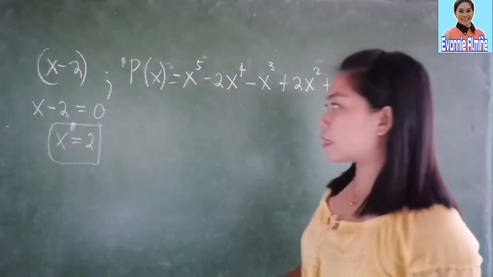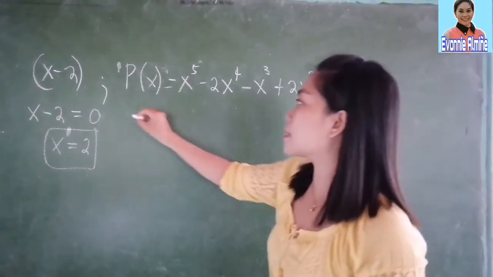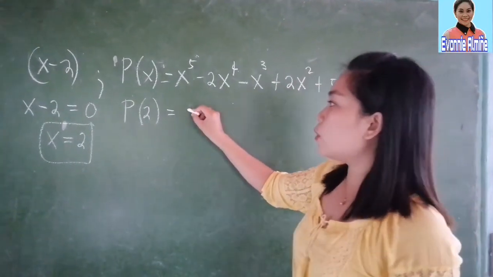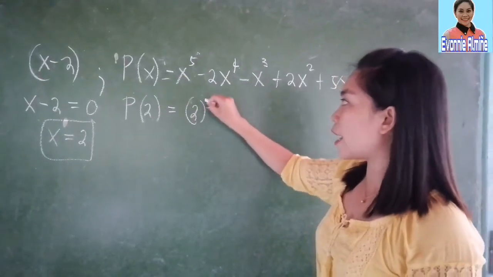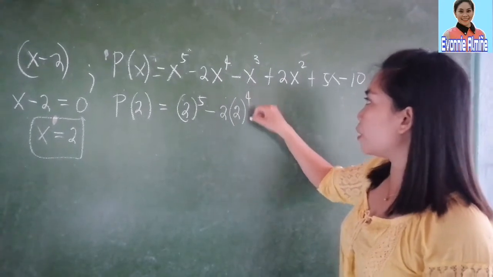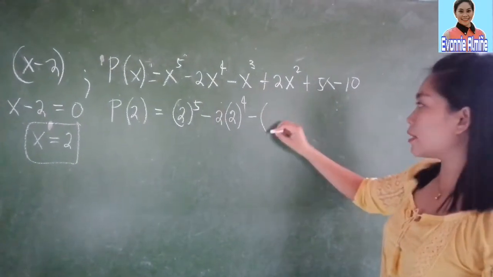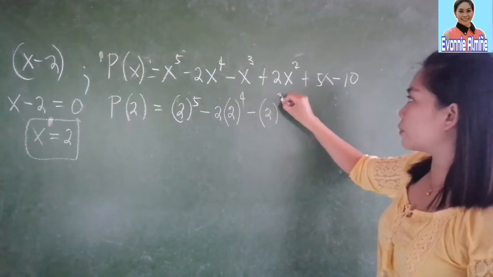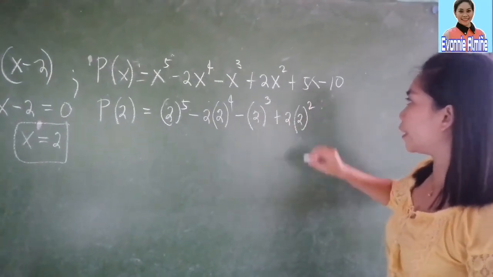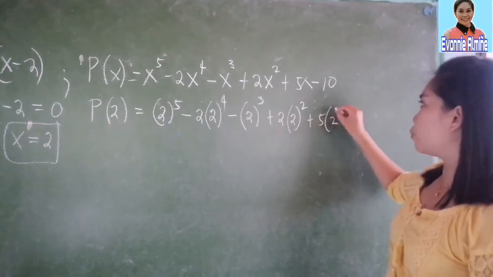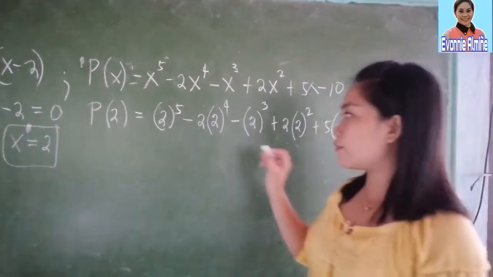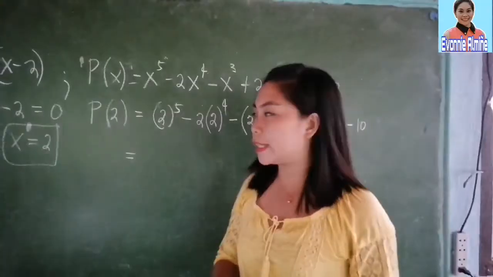Now, i-substitute natin yan sa lahat ng value ng x. So, P of positive 2 is equal to, substitute natin, 2 raised to 5 minus 2, then raised to 4, then substitute natin si x, magiging 2 raised to 3, bring down positive 2, substitute natin si 2 squared, plus 5 times 2, bring down negative 10. Okay, isa-isahin po natin yung pag-evaluate para mas lalo nyo po maintindihan.